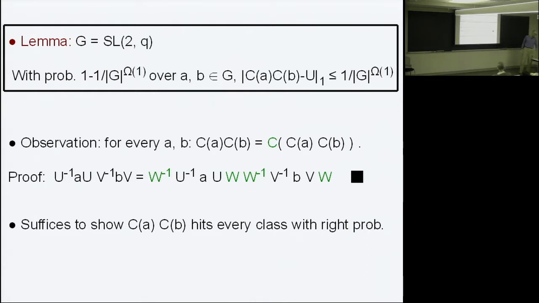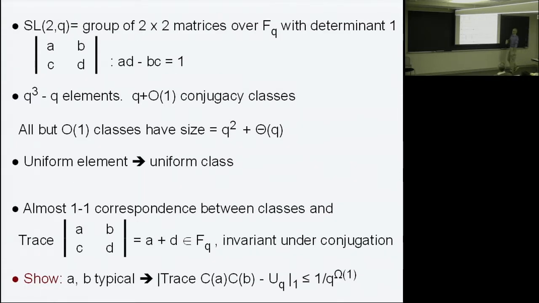And now I can tell you about the conjugacy classes of SL2Q. So SL2Q is the group of two by two matrices over the finite field FQ with determinant 1. Okay, so think of a matrix like this with AD minus BC equal to 1. And this group is extremely nice in this sense. Essentially, after lower order terms, you can think of this as having Q cube elements, having Q conjugacy classes, and every class has size Q squared.